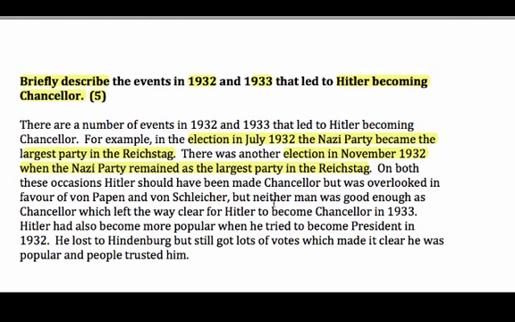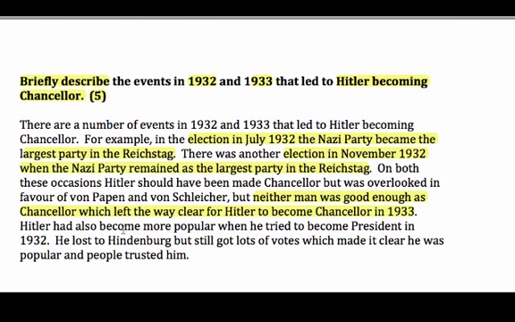So let's read on. But neither man was good enough as Chancellor, which left the way clear for Hitler to become Chancellor in 1933. This is the bit where they get their mark. It's not the fact that von Papen and von Schleicher were given the opportunity to be Chancellor. The fact is that they were useless at it, and it left the way clear for Hitler to then take over in 1933. So at this stage here, we've got 1, 2, 3 marks out of 5.